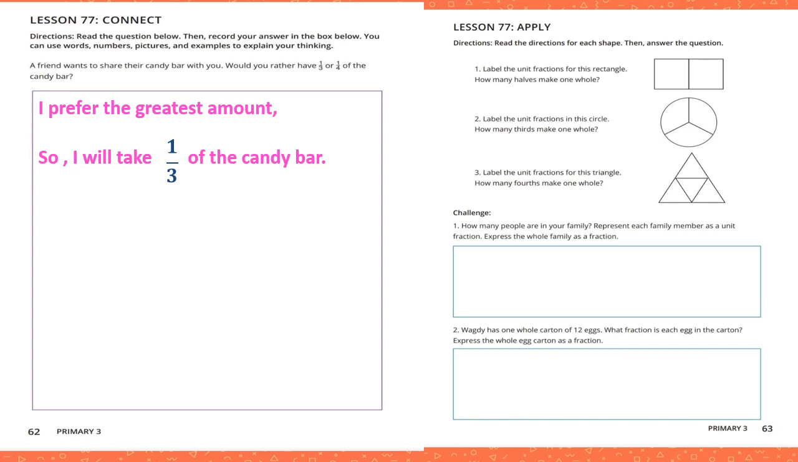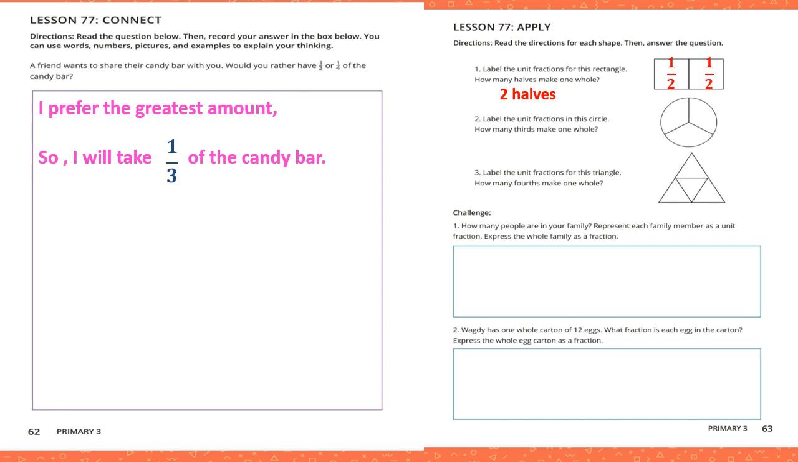Lesson 77, the apply part. Label the unit fraction. Number 1, label the unit fraction of this rectangle. How many halves make one whole? We have this rectangle divided into 2 halves, and each part will be a half. How many total halves here to make one whole? 2 halves.